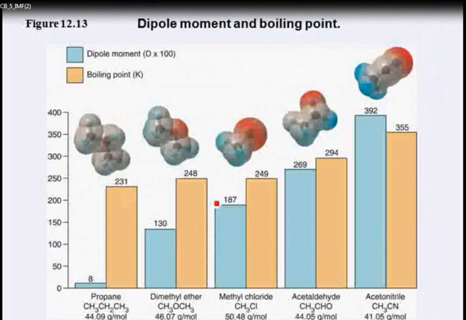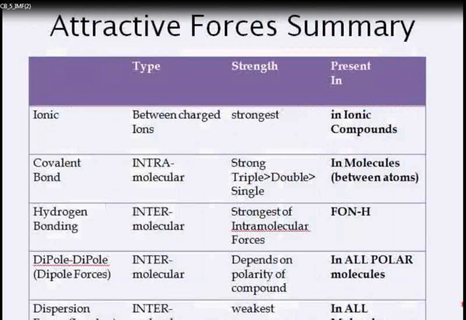Alright, so here's one more chart that shows the comparison between a variety of molecules, and what you can see is as you move up here in boiling point, you have more and more polar molecules. So the more polar, and the polar end would be the red side, the more polar the molecule, the higher the boiling point.